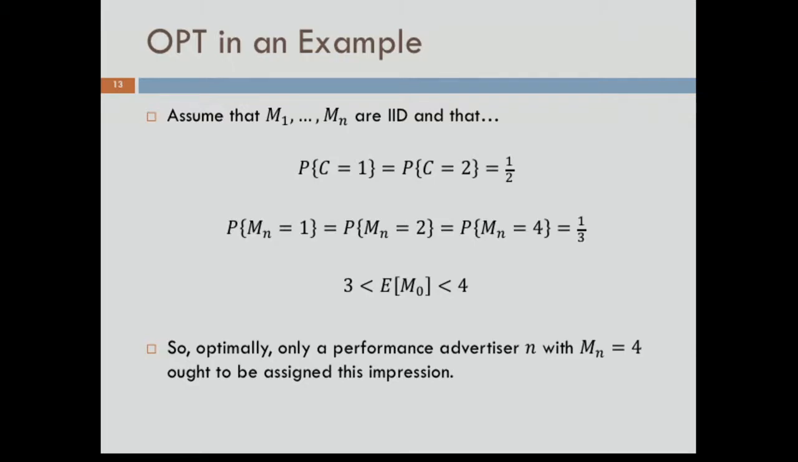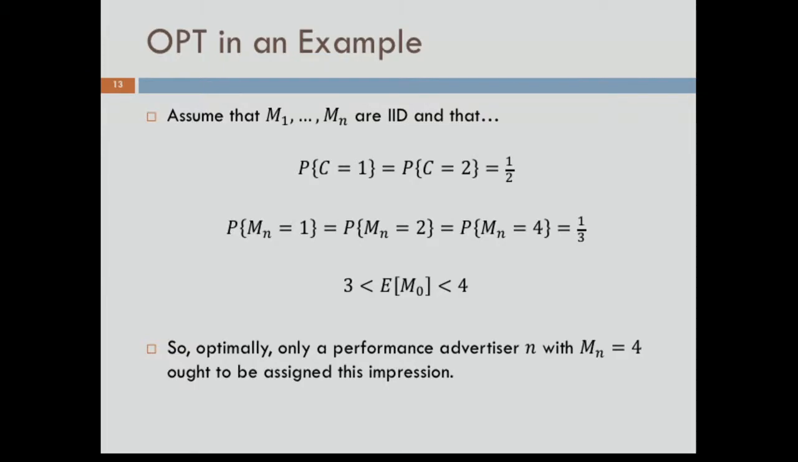Suppose that the match values M1 through Mn are IID, that C can be either 1 or 2, we'll call this low or high, each with probability a half, that the match value can be 1, 2, or 4, each with probability a third, and that the expected value of M0 is between 3 and 4. Okay, this is just an example.